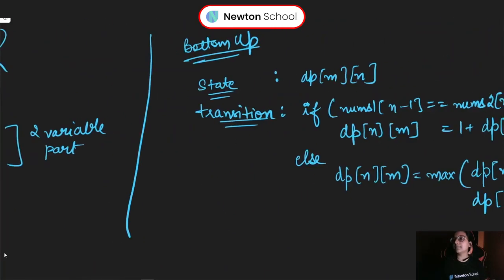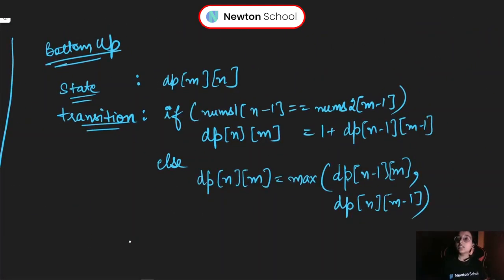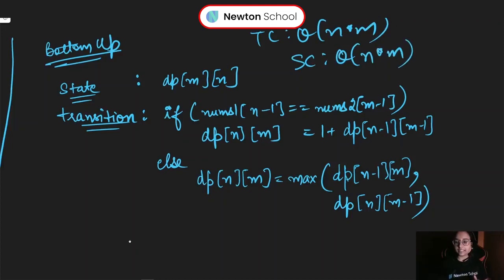So now comes the next part, how the bottom-up DP is like. Here the state of the bottom-up DP is basically dp of n, m, and the transition is: if nums1 of n minus 1 equals nums2 of m minus 1, then dp of n, m equals 1 plus dp of n minus 1, m minus 1. Else dp of n, m equals the maximum of either choosing the first one or choosing the second one. So this is how our bottom-up solution would be like, and the time complexity would be order of n into m, and the space complexity would be order of n into m. So these are the solutions which we can come up with for this particular problem.